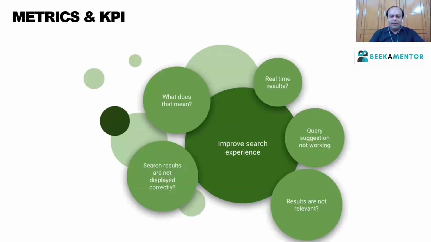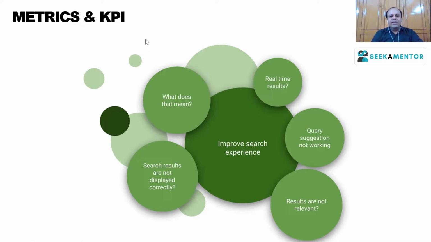Suppose it is due to these reasons: your search results are not displayed correctly, because once you design the product, your search algorithm is not working properly. That means you get different outcomes, but you don't understand what items are reflecting, or real-time results are not matching your filtering criteria, or query suggestion is not working. It is taking so much time. You make a search now, but after 2 minutes you get the outcome, or it takes 1 minute, or sometimes your app hangs, search is not working, and lastly results are not relevant.